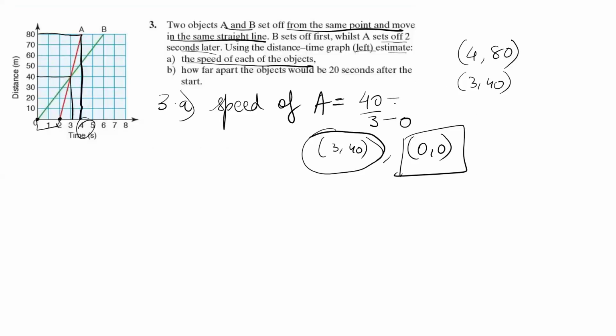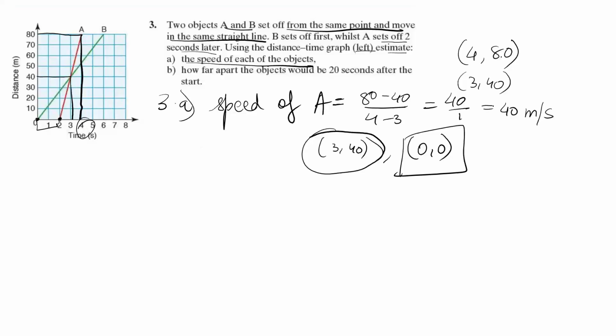And then what you would do is you would actually do y2 minus y1, so 80 minus 40 divided by x2 minus x1, 4 minus 3. So it would be 40 divided by 1, which is 40. 40 meters per second. Does that make sense? Or I can repeat it. That makes sense. Okay.